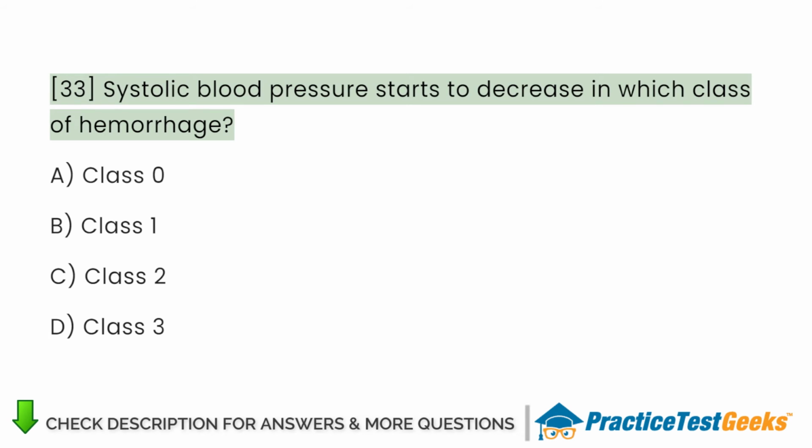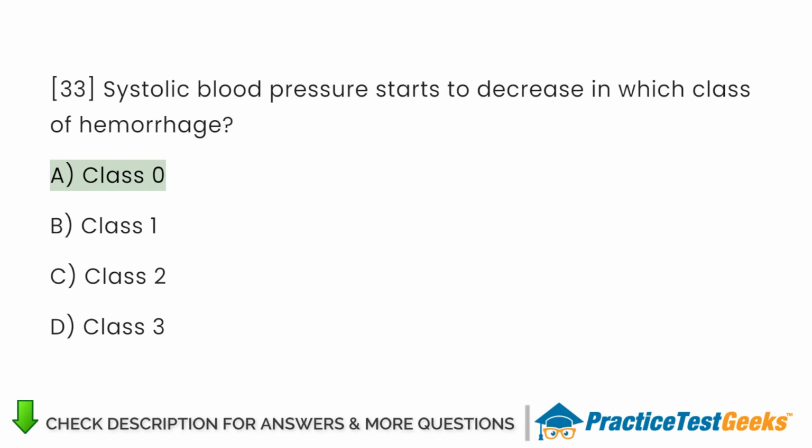Systolic blood pressure starts to decrease in which class of hemorrhage? A. Class 0. B. Class 1. C. Class 2. D. Class 3.